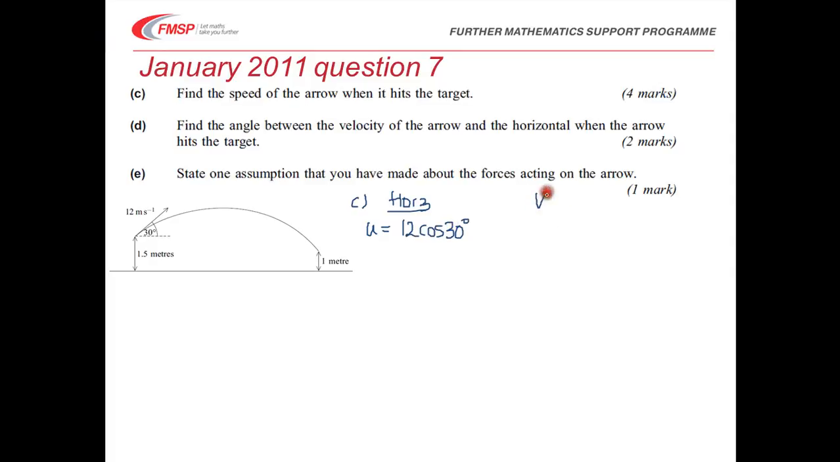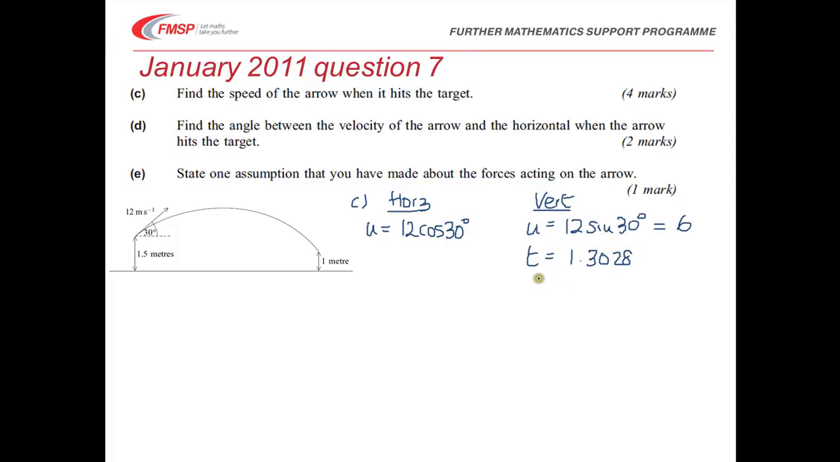But vertically it will change. Initially it was 12 sine 30, which we said was 6 because sine of 30 is a half. But we know that it travelled for a time of 1.3028.